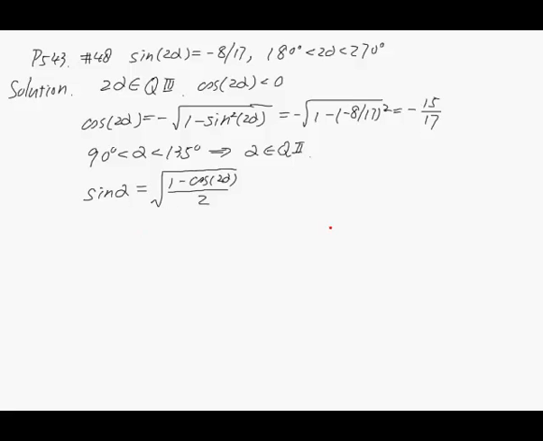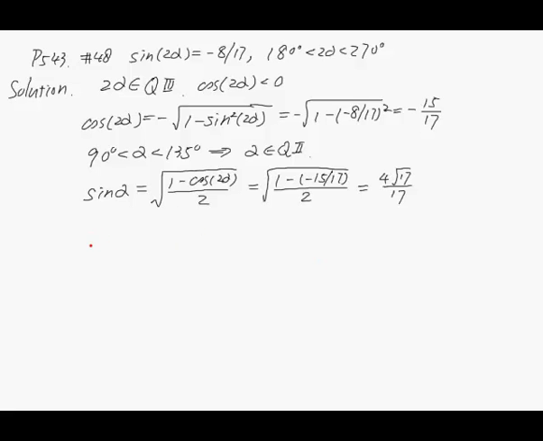Then we plug in this negative 15 over 17 for this cosine of 2 alpha. You have 1 minus negative 15 over 17, divided by 2. Then you simplify. You can get 4 times root of 17 over 17. Okay, you can use a calculator to simplify, and if necessary, you need to rationalize the denominator.